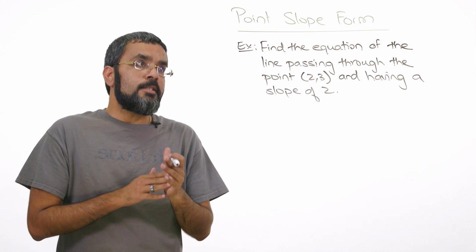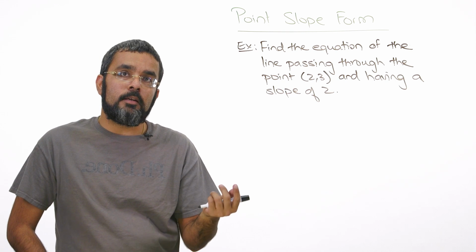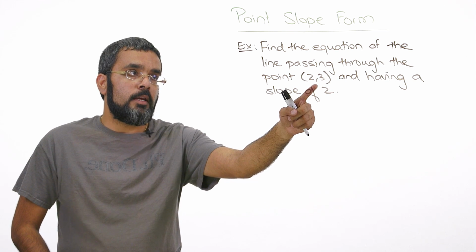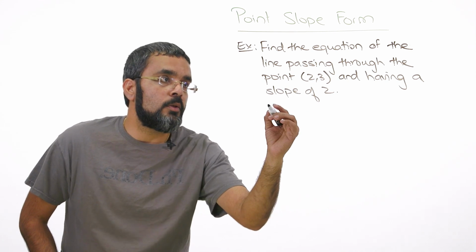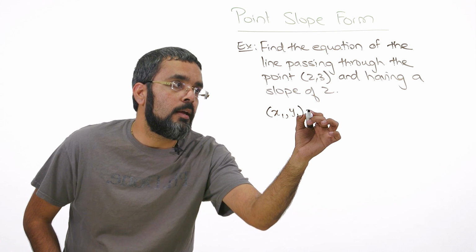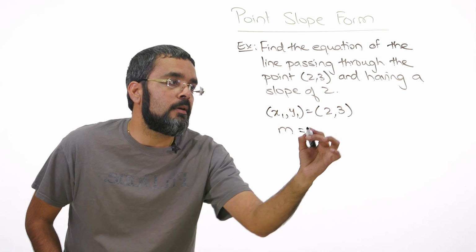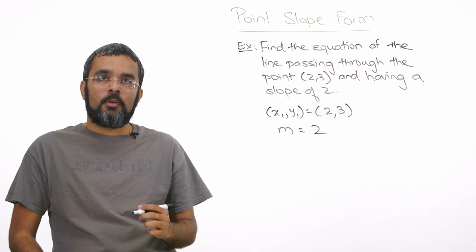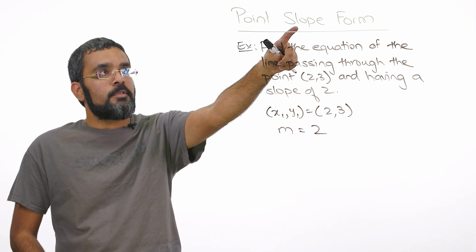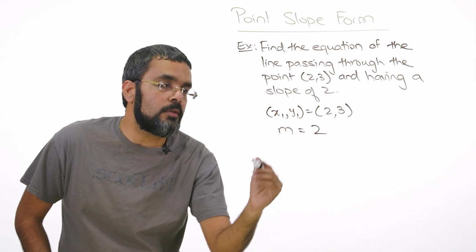Okay, so let's take an example, right? What we want to do in this example is find the equation of a line that passes through the point 2, 3 and has a slope of 2, right? So let's write down what we're given. We're given that the point x1, y1 is the point 2, 3, and your slope, which is m, is given by 2, right? So just as the name suggests, point slope form, we're given a point and we're given a slope. So I can use the point slope form.